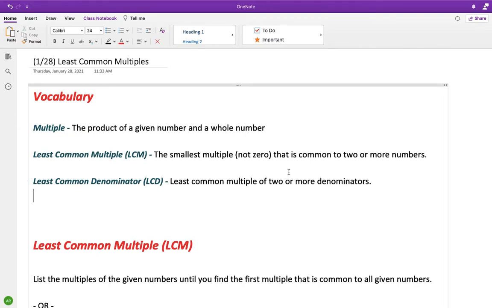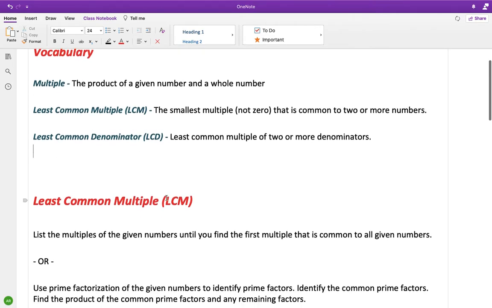First off, let's go through some vocab. So first one is multiple, is the product of a number and a whole number. So example, the multiples of 2 would be 2, 4, 6, 8, 10, 12, right? The least common multiple is the smallest multiple that is not 0 that is common to 2 or more numbers. And then the least common denominator is the least common multiple of 2 or more denominators. So the least common denominator really refers to comparing fractions.